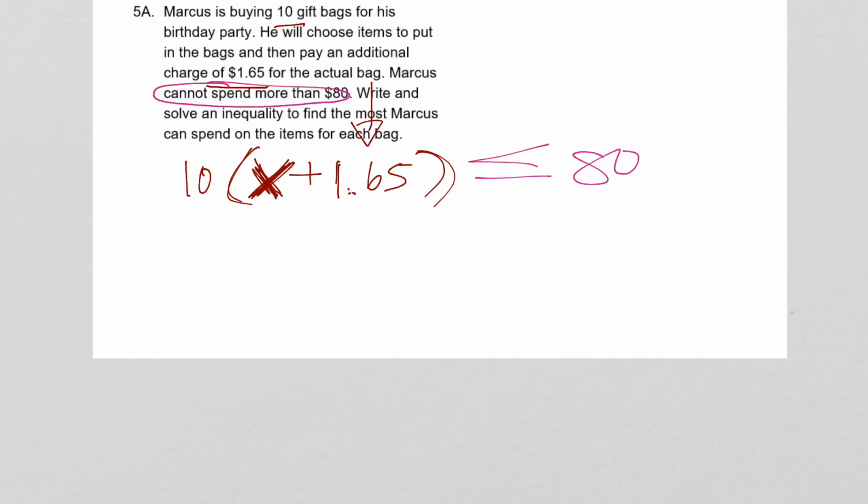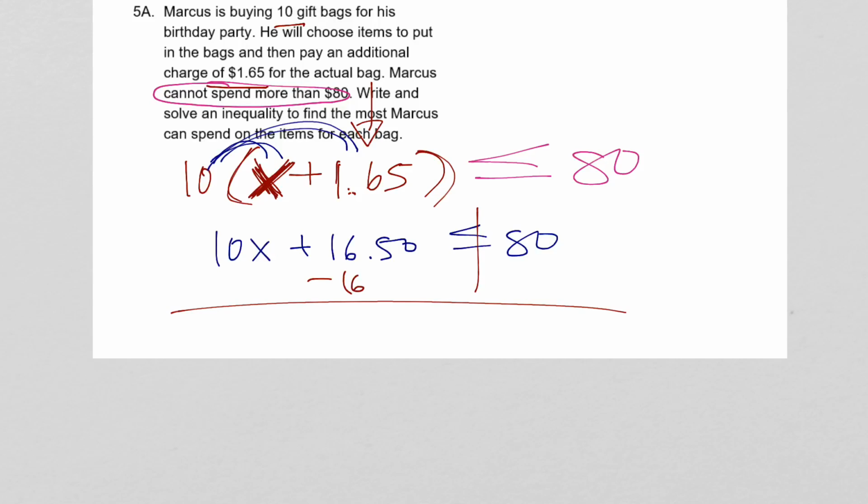You can solve this different ways. I'm going to solve this using the distributive property, but there's a shorter way, but we've got to practice. So I'm going to distribute by 10, getting 10x plus 16.50, because 10 times x is 10x, and 10 times $1.65 is $16.50. Solve for x by subtracting $16.50, and when you do that, you're going to end up getting $63.50.